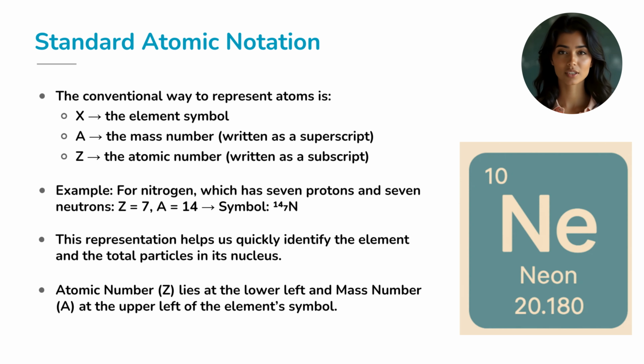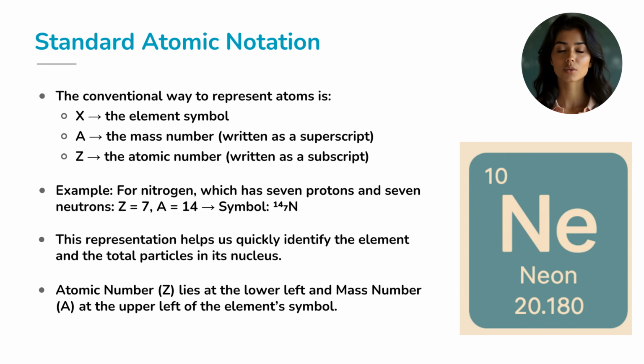Alright, now that we've understood atomic number and mass number, how do scientists write all of this down? They use a symbolic notation, a compact but powerful format. Here's how it works. We write the symbol of the element and to its left we place two numbers. At the top left we write the mass number. That's the total protons plus neutrons.